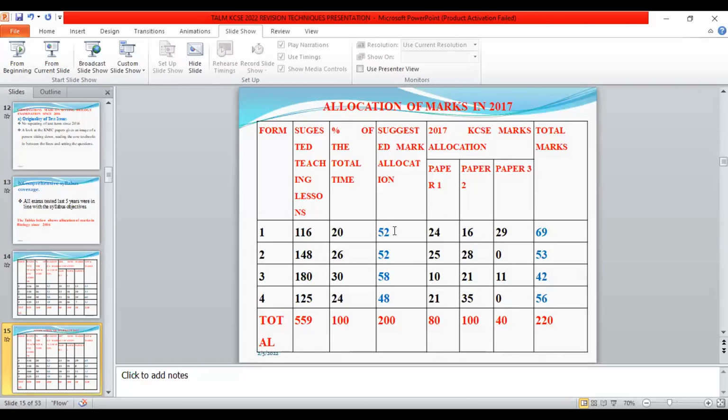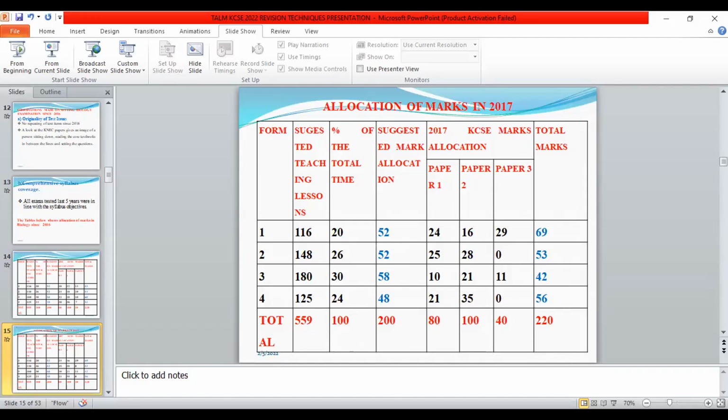Form 2 work was carrying 53 marks instead of 52, not a lot of difference. Form 3 work, 42 marks instead of 58. Then Form 4 work, we had 56 instead of 48. So you can see here, any candidate who had not covered Form 1 work and Form 4 work very well was at a disadvantage, because you can see more than a half of the content that was tested in 2017 was being set from Form 1 and Form 4 work.